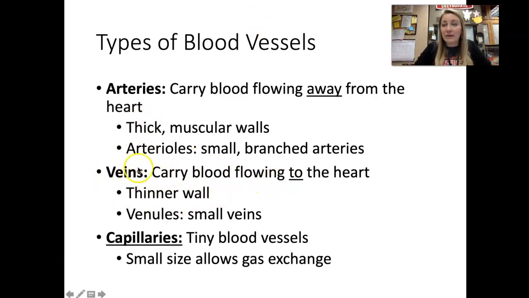Again, they have a much thinner wall. This is part of why people end up with spider veins and varicose veins, because there isn't a strong musculature here, and so those blood vessels can just kind of collapse, or blood sits pooling in them, and we actually rely on our muscular movements to help push blood through our veins to get back to our heart.